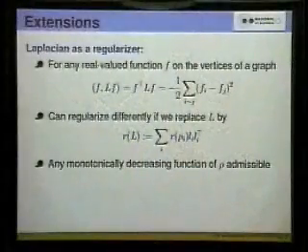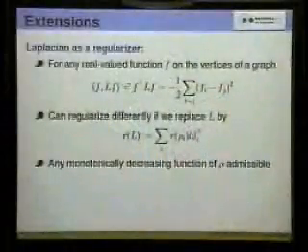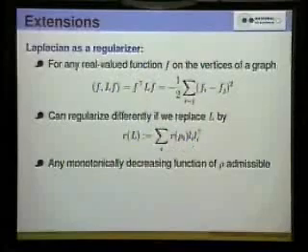If you want to learn some kind of function on the graph which is smooth with respect to the Laplacian, then you can use this as your regularizer and say that this is a penalty. If the function is completely uniform, then this value is 0, but if the function varies a bit on the graph, then you get some penalty, though it might be minimizing your loss.